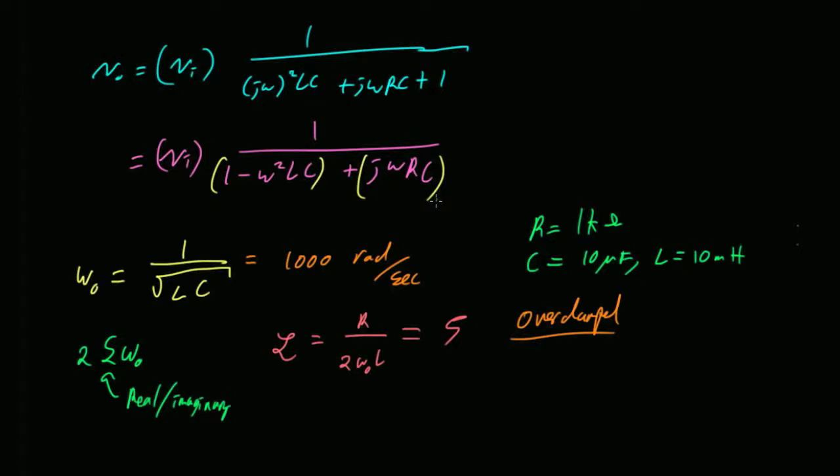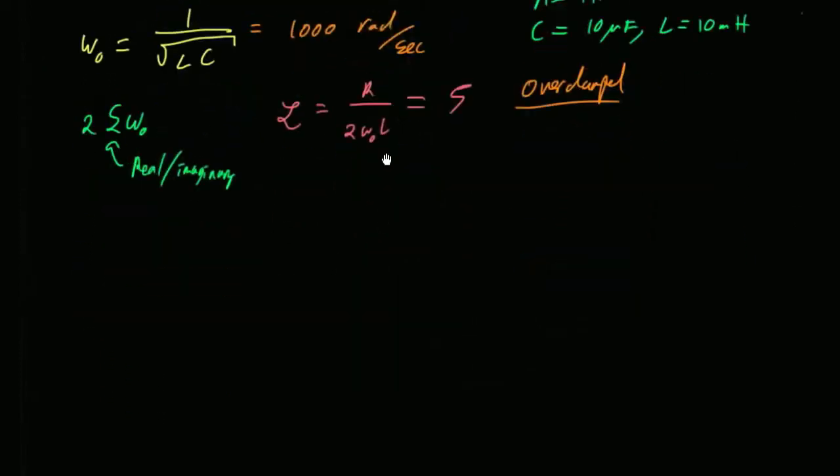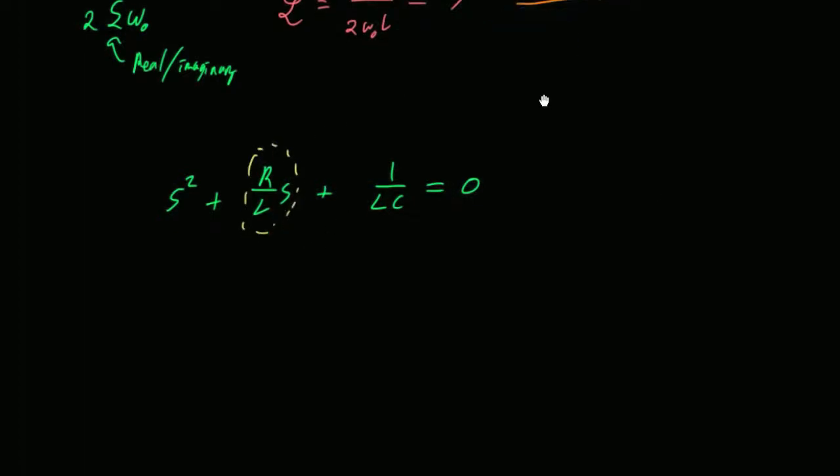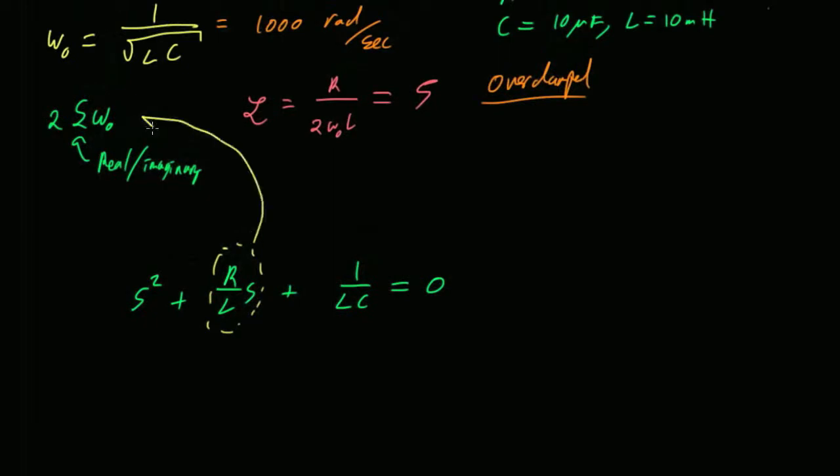So the characteristic equation for the circuit is going to be s squared plus R over L s plus 1 over LC equal to 0. This is how we got that expression over there for the damping factor. 2 zeta omega naught always equals the second term in the characteristic equation, so R over L. That's how we were able to determine that what we're seeing here is an overdamped result. Okay, just wanted to be clear on that.